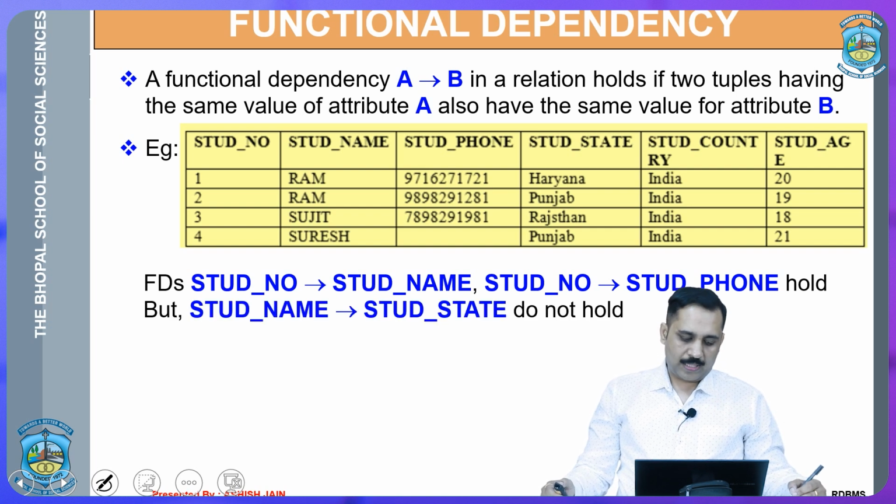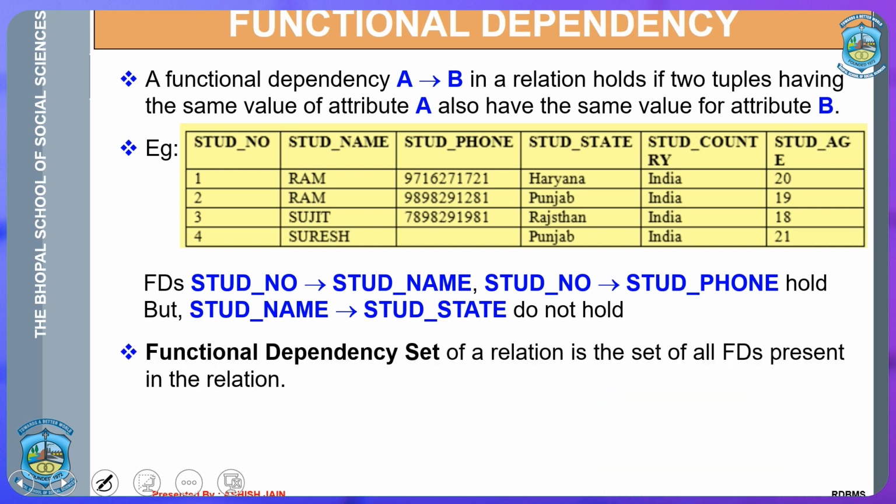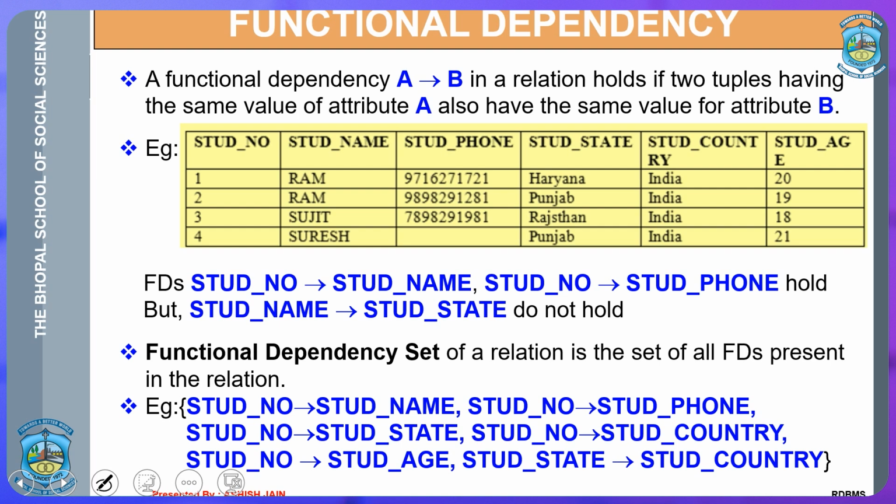So this holds. But if we take functional dependency, say student name tends to student state, we can see that for a student with the name Ram, we have one entry of student state as Haryana, but for the second we have Punjab, which violates this property. So this second one does not hold. Also, there is a set of dependencies in a functional dependency. We say that it is a functional dependency set, which is a set of relations such that it contains all the FDs present in that relation. For example, in this table we have different types of functional dependencies like this, and its set is known as a functional dependency set.